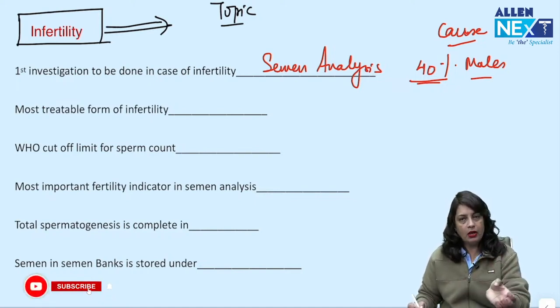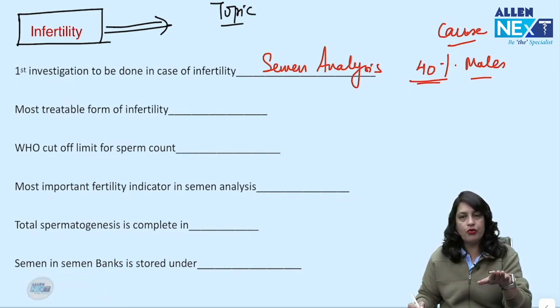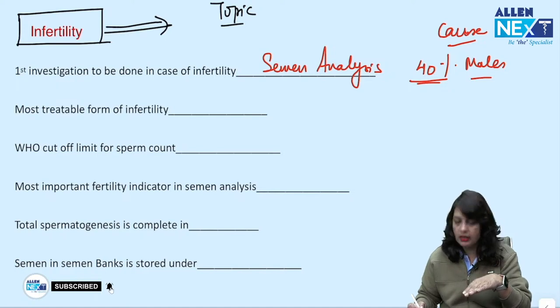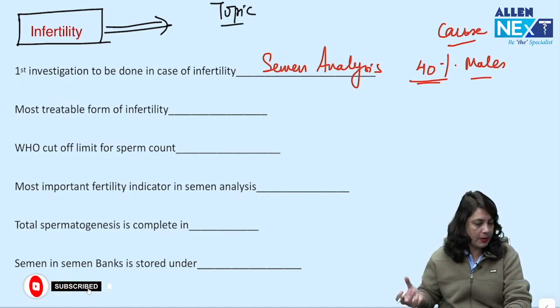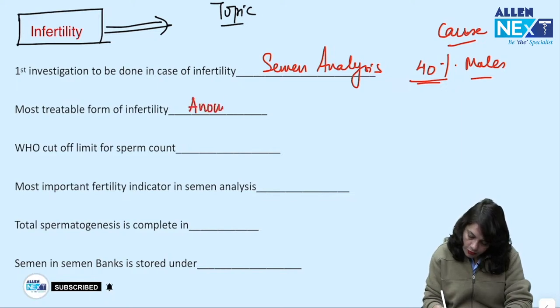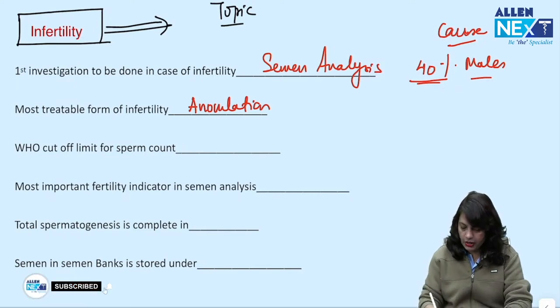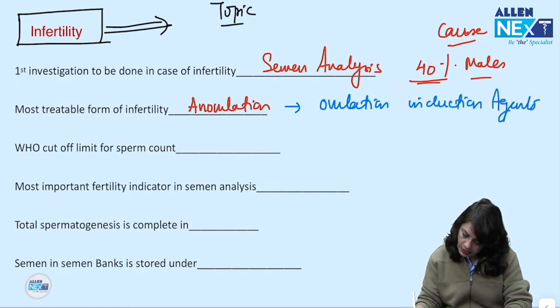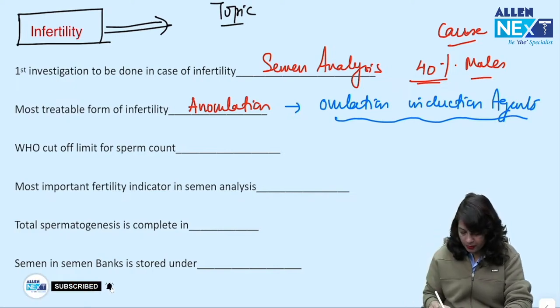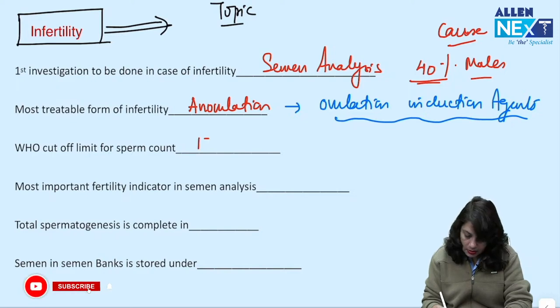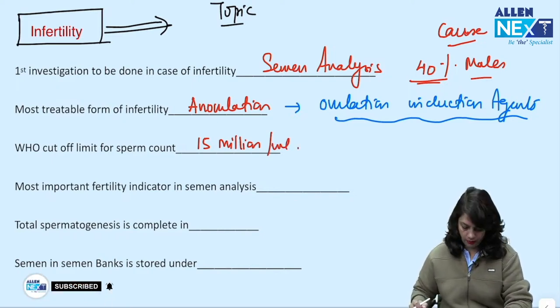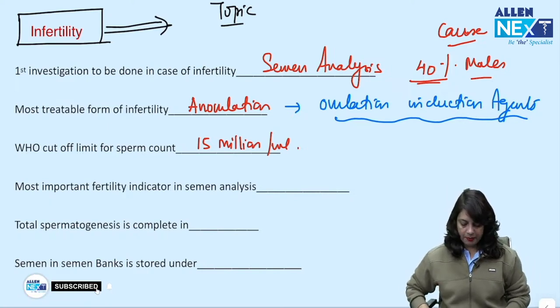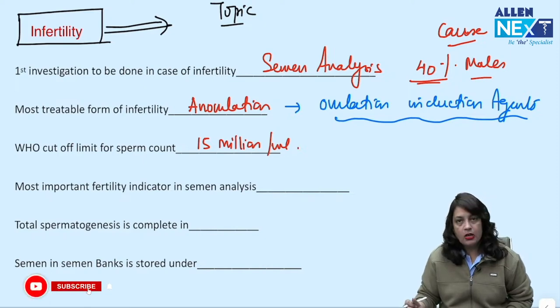25 to 40% are unexplained infertility. If you take an average, in 40% of the cases of infertility the cause is the male factor. So why not investigate the male partner first? Now, the most treatable form of infertility is anovulation, because we can give ovulation induction agents. Now, WHO cutoff limit for sperm count. What is your answer? I can see your chat box. 15 million per ml. The WHO cutoff limit for sperm count is 15 million per ml. If it is less than this, it is called oligospermia.